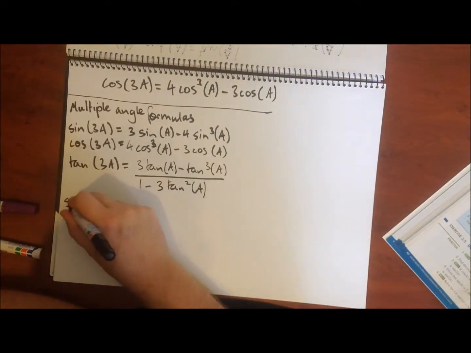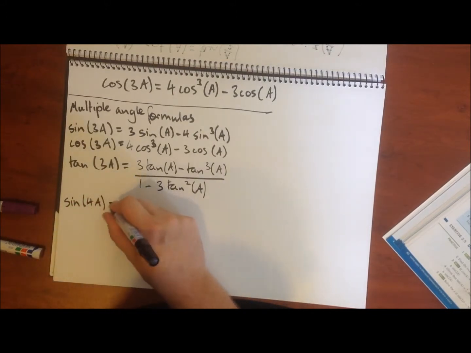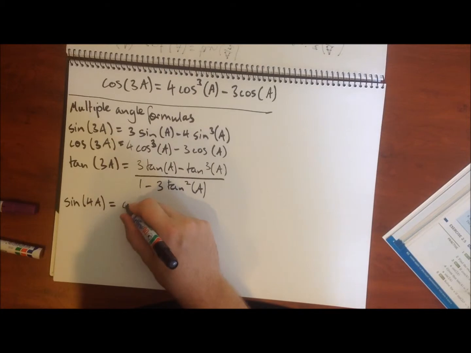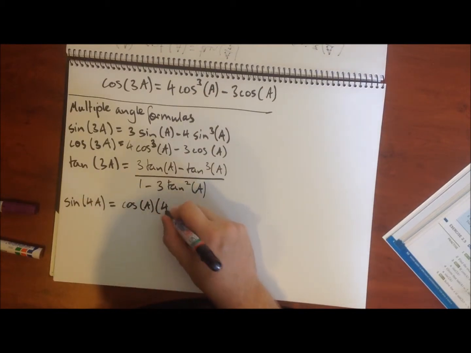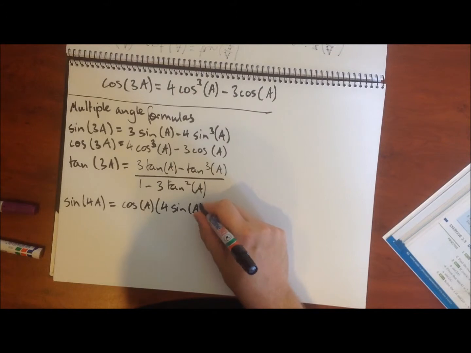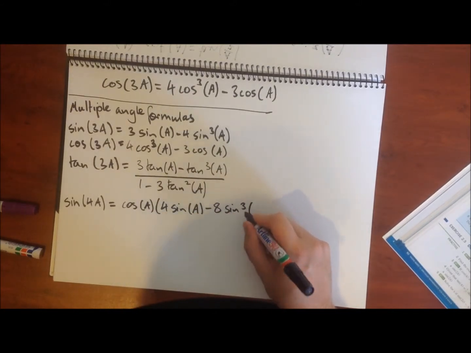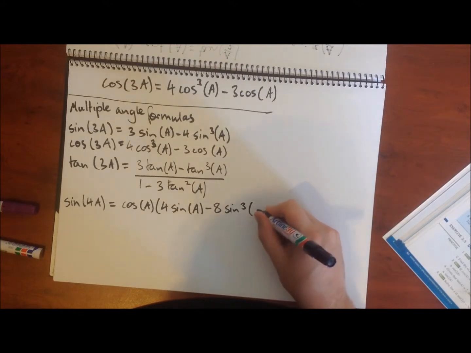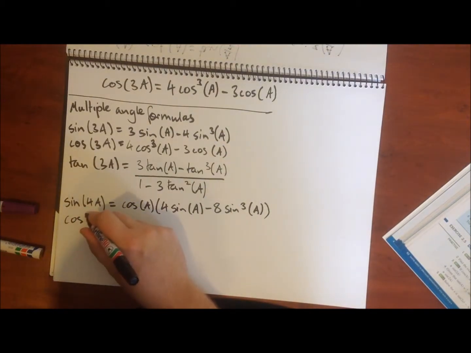Okay, and we've also got our sine of 4A equaling cos of A outside of 4 sine A take 8 sine cubed of A. Okay, so you can see we're getting quite a bit more complicated when we keep going up our multiples.